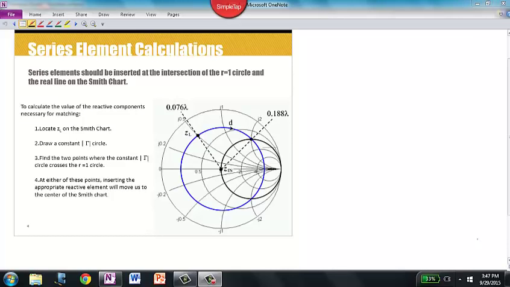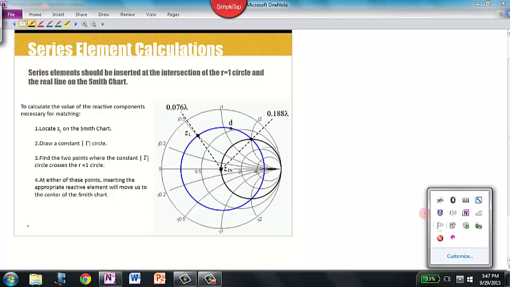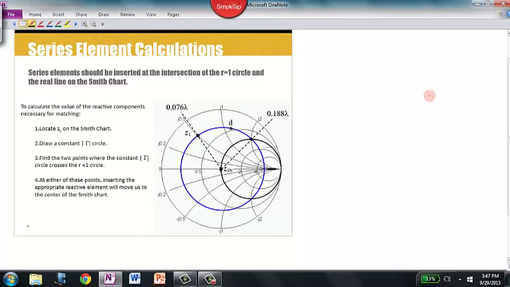We're going to start our tutorial on matching networks by talking about these series element calculations. And by series element calculations, what I mean is that if we have the load ZL, what we want to know is what reactive element we need to place in series with the load. Is that a capacitor? Is that an inductor? And what value of capacitor or inductor do we need?